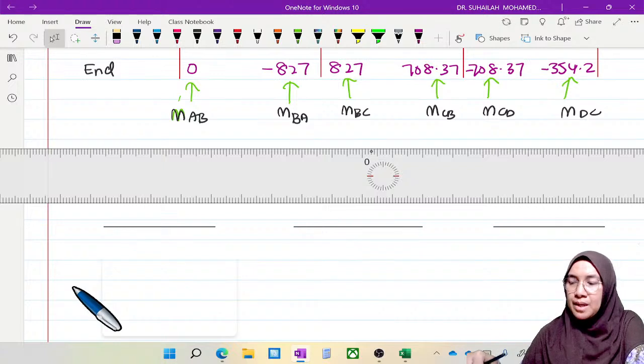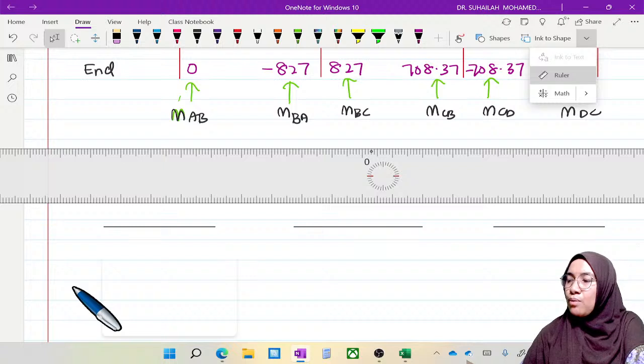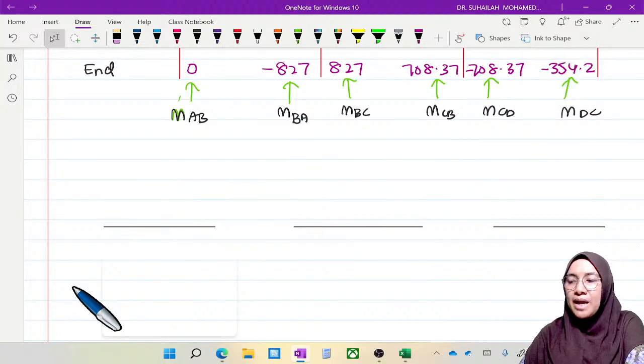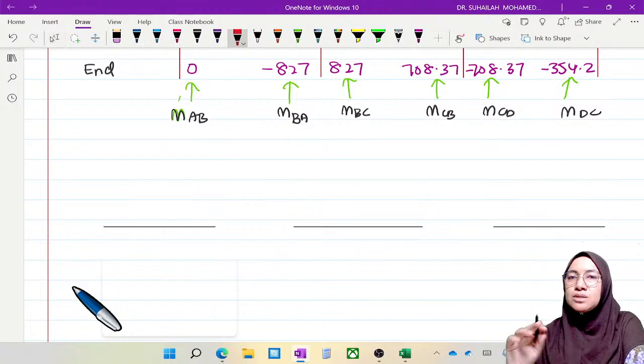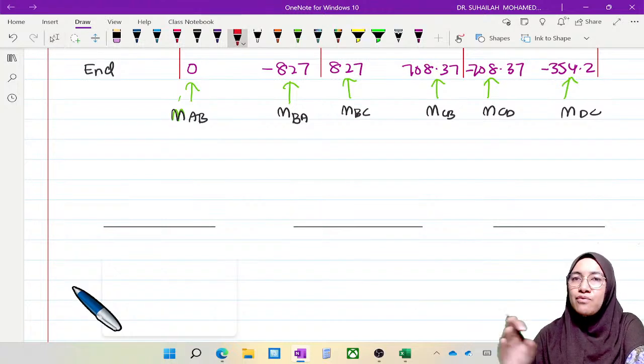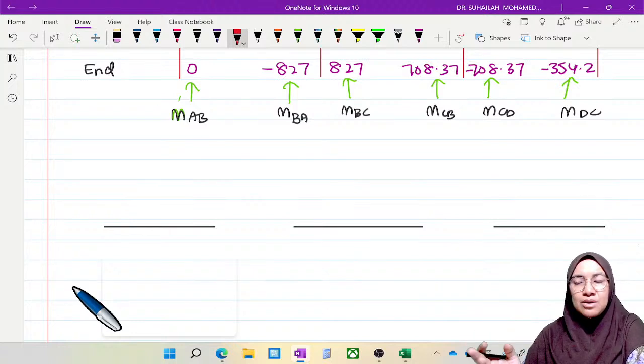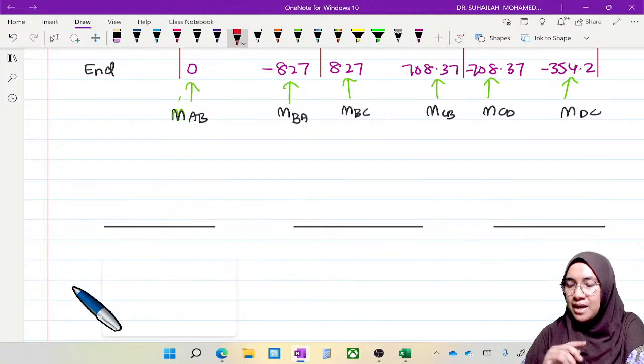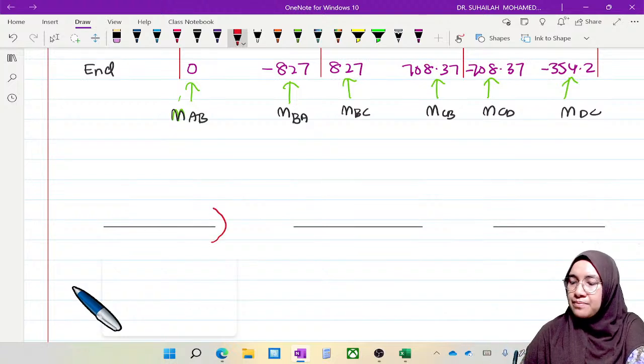in a beam using the moment that we get from the table. Okay, I do it one element at a time. The first step is we have to focus on the moment sign for each end. At AB, 0 doesn't matter. MBA is a negative sign, so we put a negative moment in the diagram.